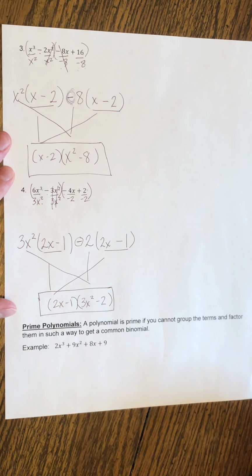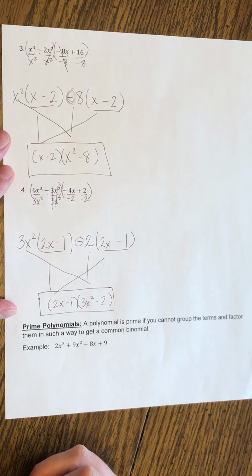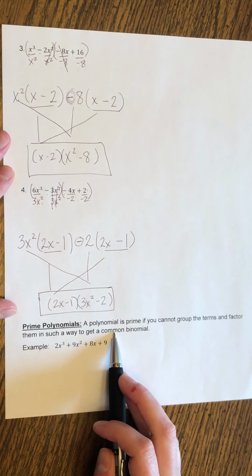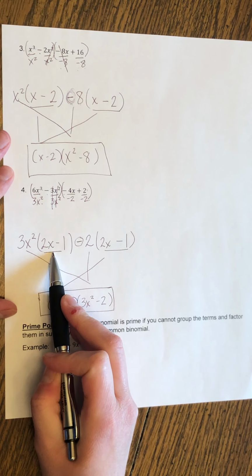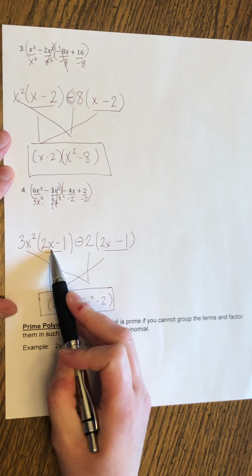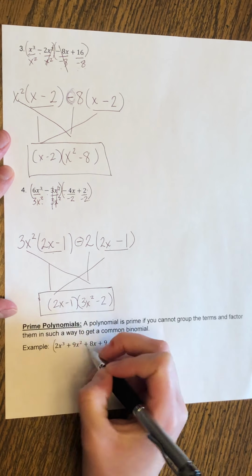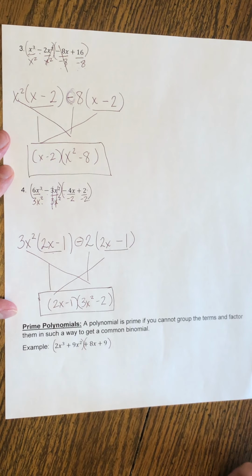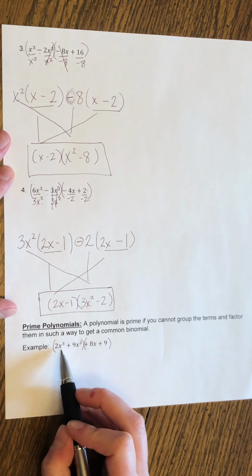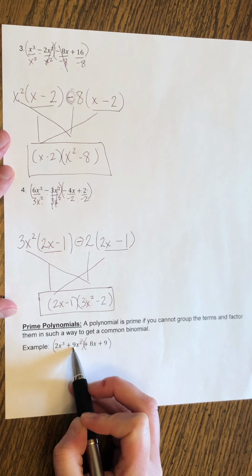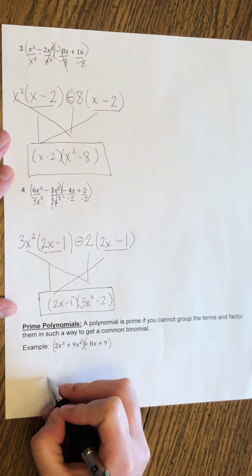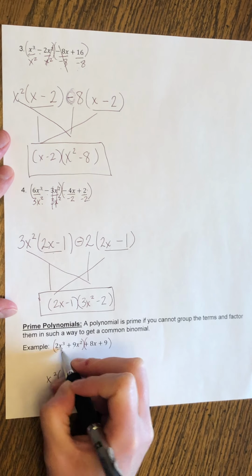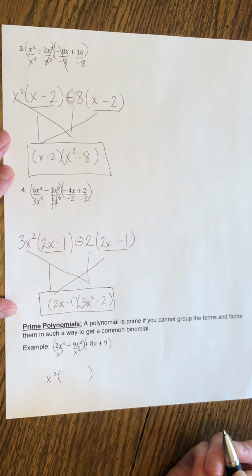The last thing I want to talk about quickly is prime polynomials. So a polynomial is considered prime if you cannot group the terms and factor them in a way to get a common binomial or common terms in parentheses. So if I were to start this process by grouping like we have done, I'd want to figure out what the GCF of each group is. So 2 and 9 don't have any common factors. X cubed and x squared, we take the term with the lowest exponent and then divide that out.